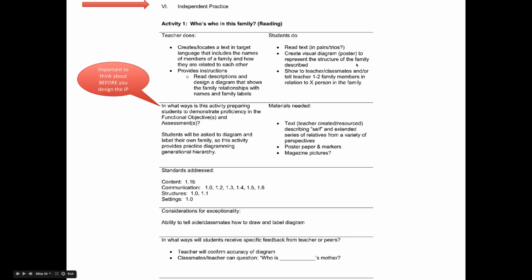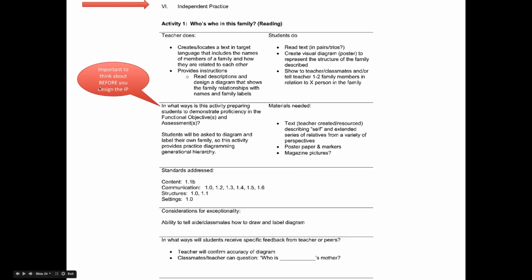And what are the students doing? Well, they're reading the text. She wrote here in pairs, trios, and then they're creating a visual diagram poster to draw the structure of the family. And then they're going to show it to the teacher or classmates and tell the teacher 1 to 2 family members in relation to that person. So this is, she even put it up at the top, reading. And independent practice, again, the examples I gave were writing and speaking, but independent practice can also be a reading assignment, just like this.